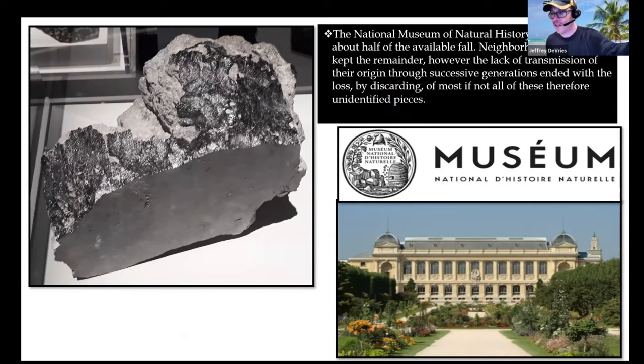So roughly about half of this particular meteorite exists at the National Museum of Natural History in Paris. The rest of it was basically used as doorstops and whatnot by family members that had collected it up after the fact. And then over the years, passing down from generation to generation, a lot of the materials were just thrown away or thrown in the garbage, because family members didn't know what the rocks were. They didn't realize that they were meteorites and what meteorite it was from.